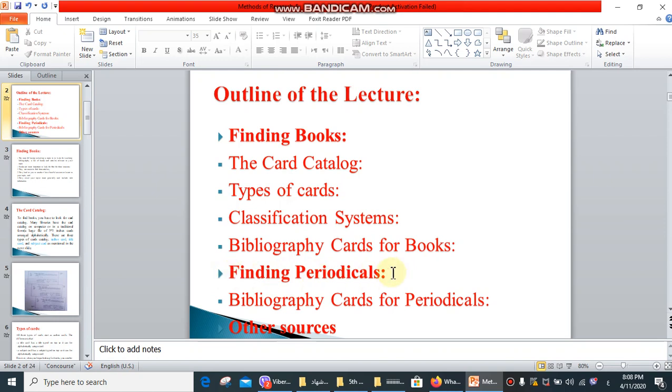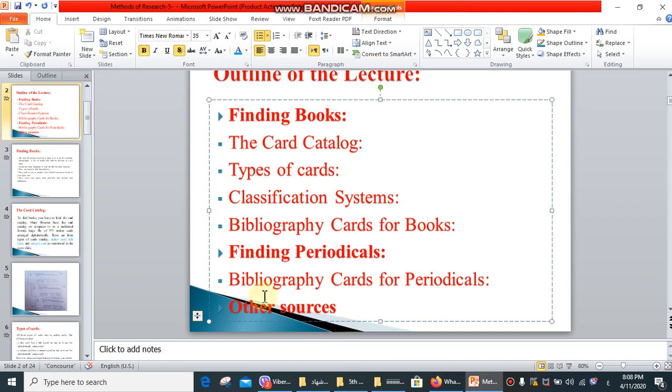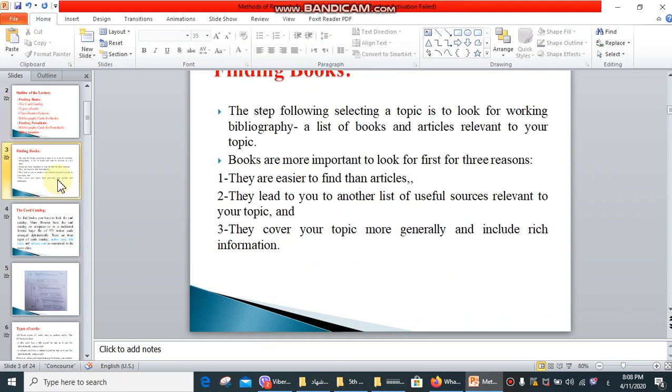to our lecture, which is finding periodicals. And under this main section, we will also talk about the main sources to be employed in order to find periodicals. Then we will move to bibliography cards for periodicals. What are the main components of this bibliography card for periodicals, and then we will move to other sources which the researcher can employ in order to select material for his research paper.